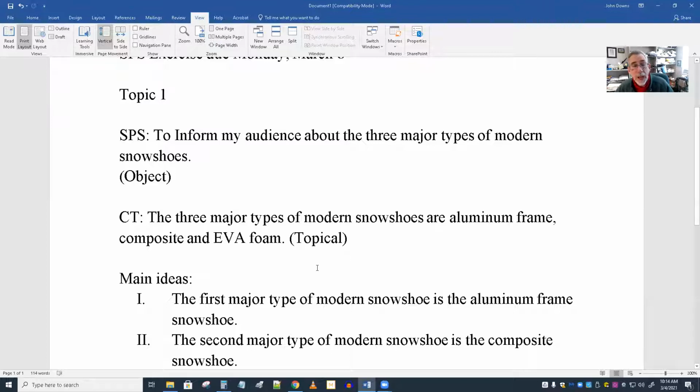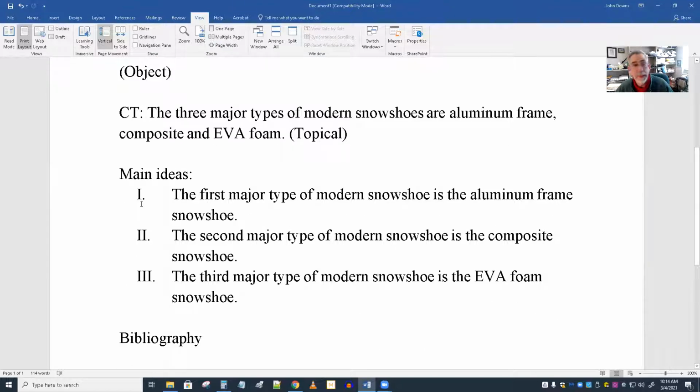And my main ideas, I should literally write them out like this. Main ideas, Roman numeral 1, Roman numeral 2, Roman numeral 3. The first major type of modern snowshoe is the aluminum frame snowshoe. I use the same language I've used here, and I just pull out the first main idea. And the same language again, I pull out the second main idea. Same language again, pull out the third main idea. And I write the whole thing out.